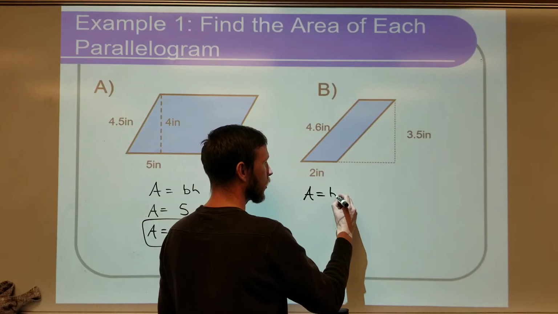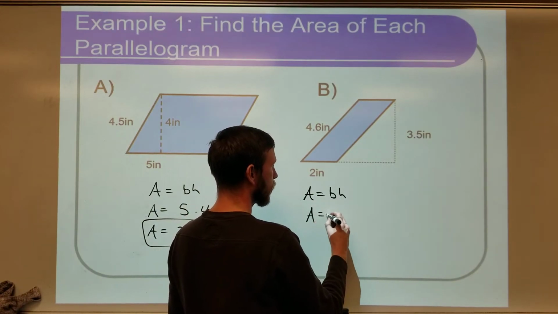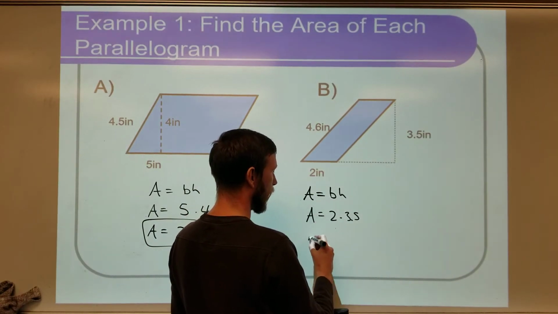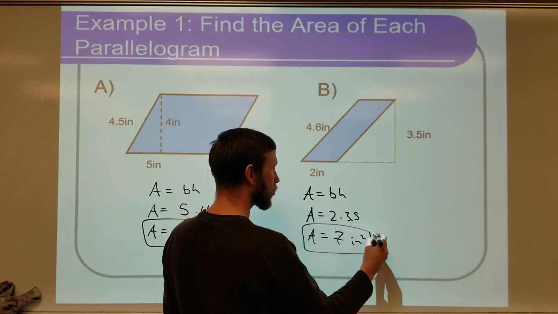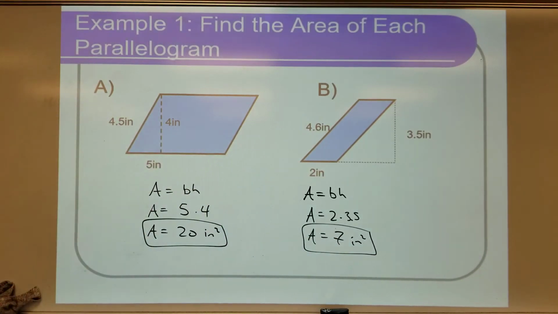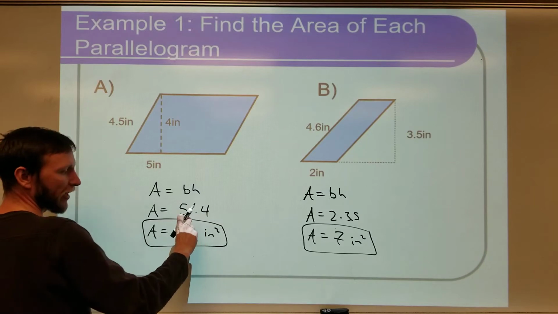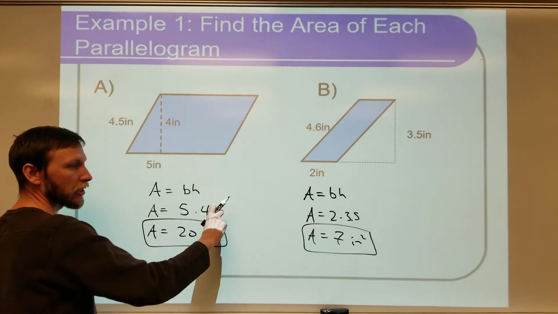Again, the area here is the base times the height. So in this case, it's 2 times 3.5. And that gives us a total of 7. And again, it's inches times inches, so that makes inches squared, or square inches. Keep in mind how we write this. We're squaring the units. We're not squaring this number. It's the inches times the inches.